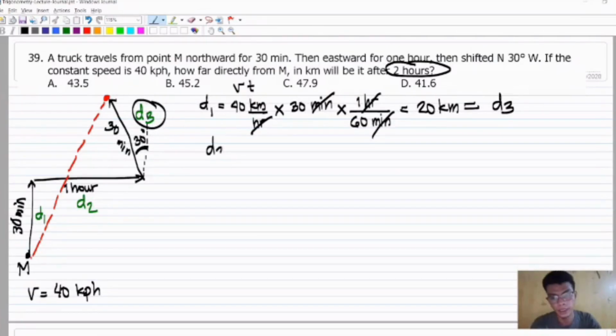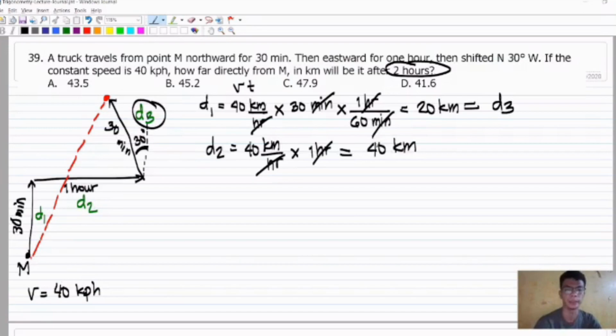So, kunin na lang natin ang D2. 40 kilometers per hour. So, nananatiling 40 kilometers per hour ang ginagamit natin dahil constant ang speed. So, ang travel ni D2 ay 1 hour. So, the answer here is 40 kilometers. So, kunin na natin yung resultant with the directions.